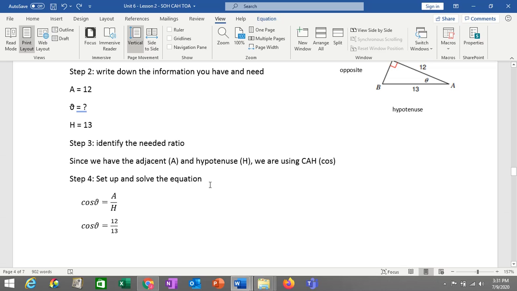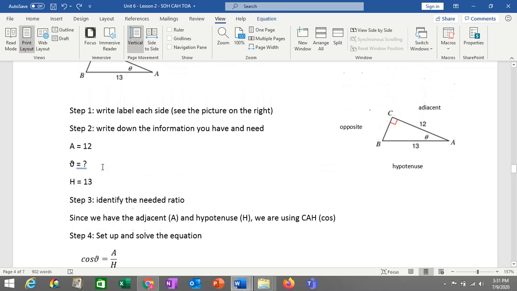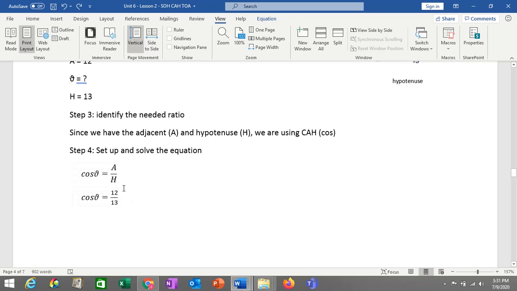We set up our equation to solve, so cosine of theta is equal to A over H. We plug in A over H, so 12 over 13. At this point, you could work this out, or you could just leave it as 12 over 13 if you want it to be more accurate. But we're stuck here now, because how do you get rid of this cos? You can't really, cosine is not a number, so you can't divide out a cos or something like that. We need another way to get rid of it.